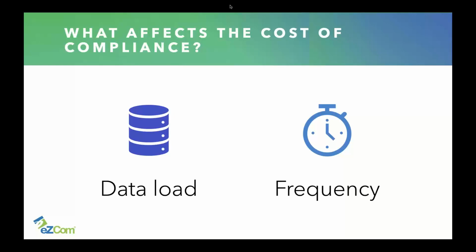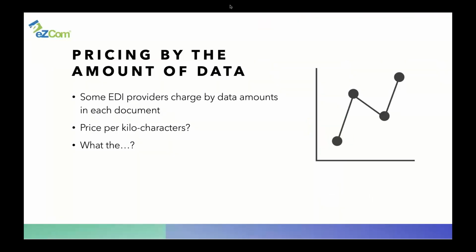So let's look at this more closely because you need to know what you're getting into cost-wise. And this can be tricky because various EDI providers price their EDI documents differently. Now, some EDI providers charge strictly by the amount of data contained in any given document. This pricing model is usually dictated by how many kilocharacters, or KCs, are included in your documents. Every 1,000 characters equals 1 kilocharacter.